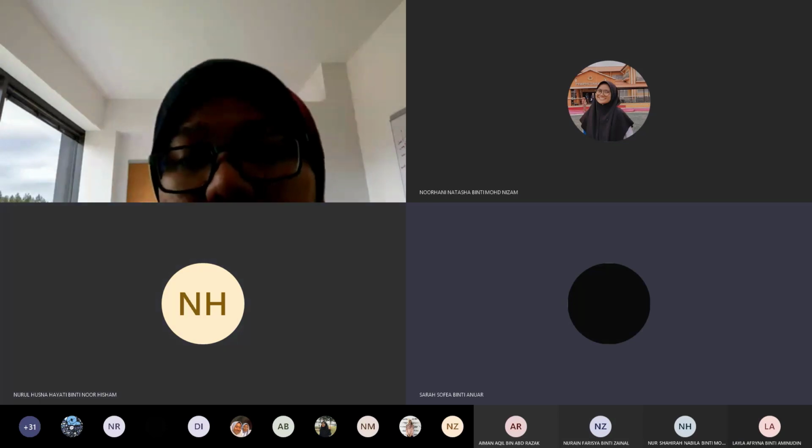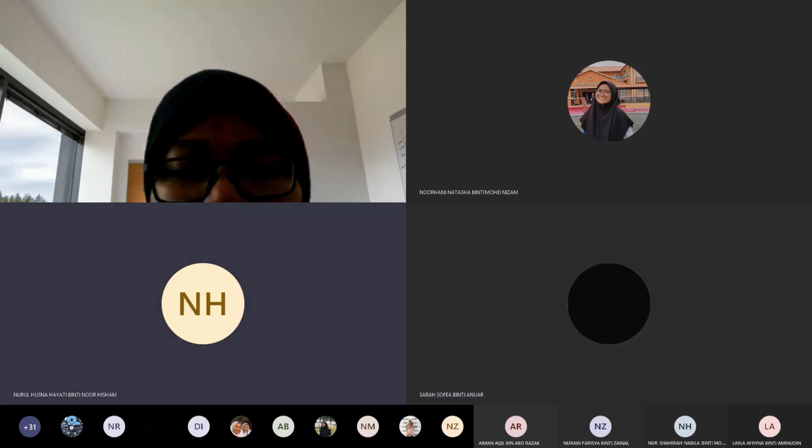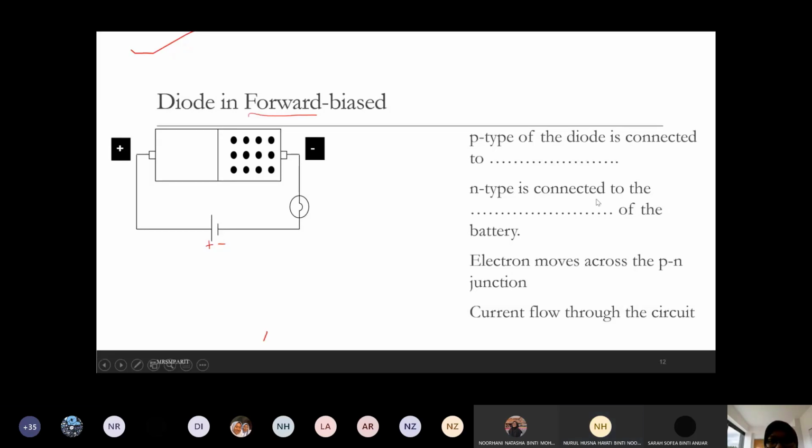Kalau saya tanya awak jawab, ataupun kalau dah terlebih masa, beritahu dah habis masa. Okey. Nak prepare untuk kelas seterusnya pula kan?